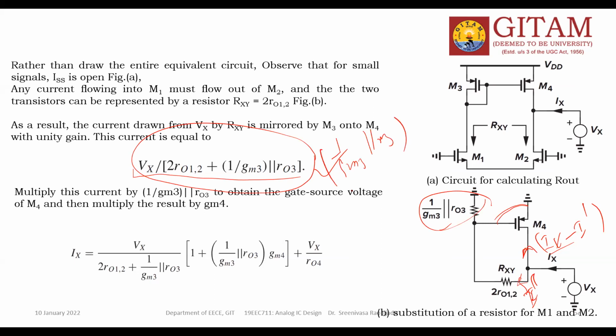Next, you need to find this current. What is this current? This is the Vx value. Let us say this value is R04. Then this side current is simply Vx by R04. So the total current is this current plus this current, and this plus this is multiplied with this one because of VGS4.